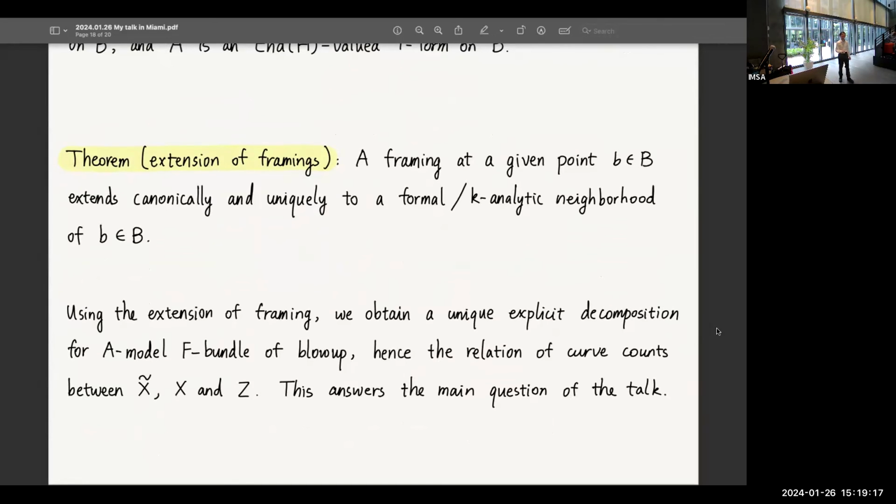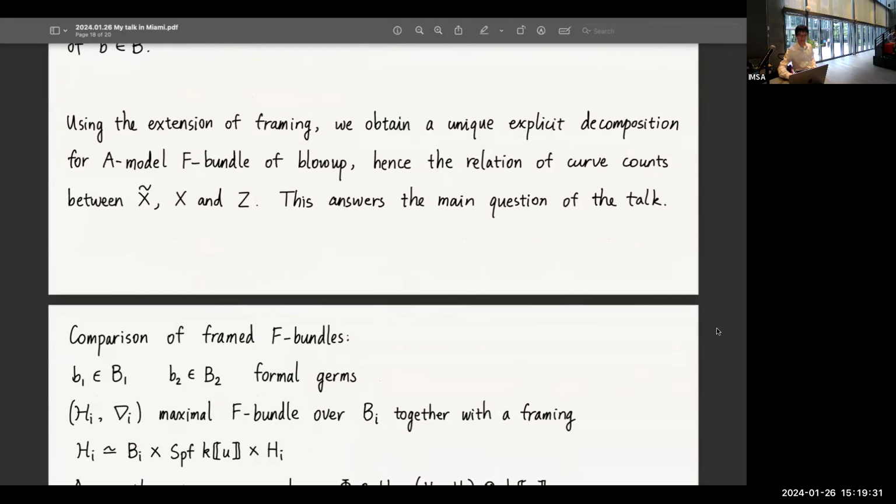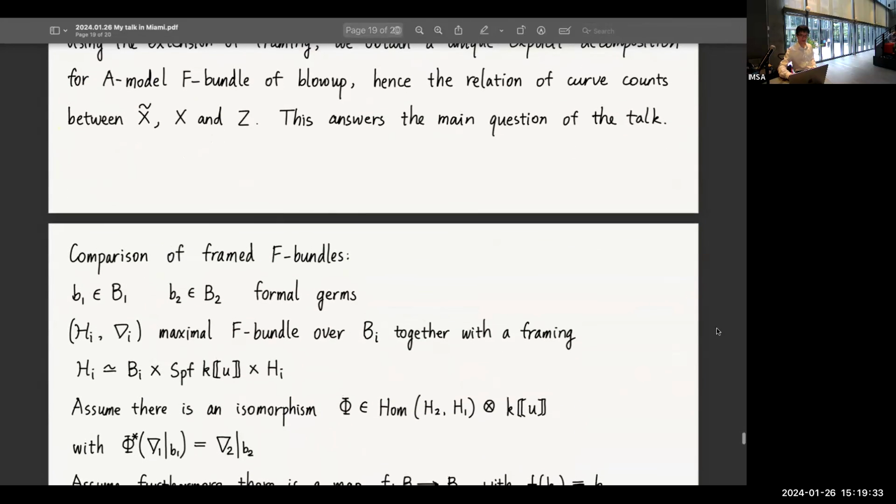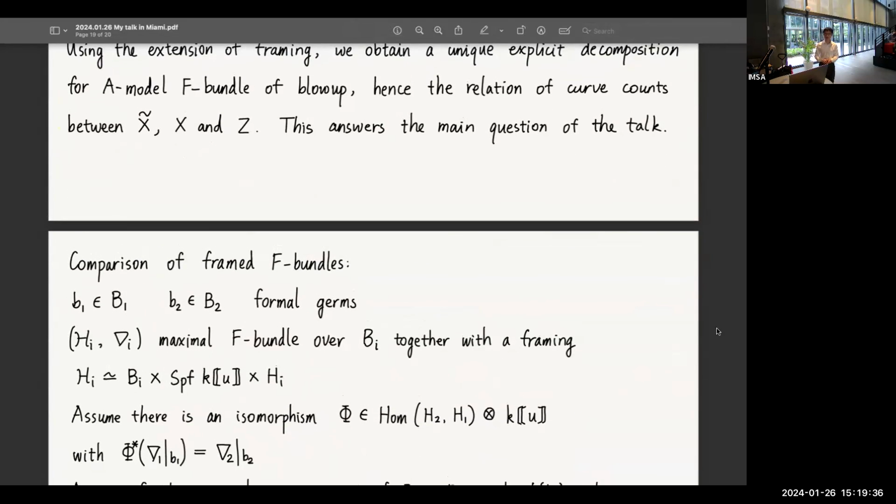So using the extension framing, we obtain a unique explicit decomposition for a model F bundle of blow up, and hence this relation for curve counts. So let me explain how we do it. How do we use the extension framing to get what we want?